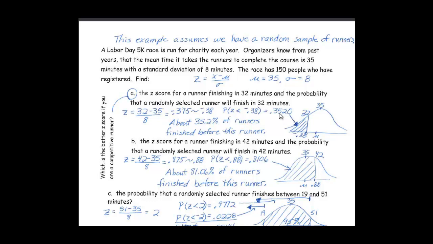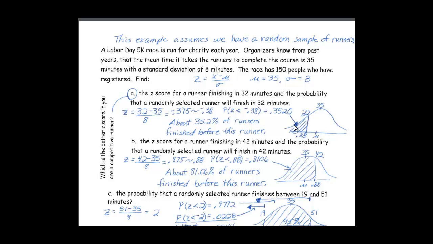So in this case, a little more than 35% of the runners finished before the runner in Part A, whereas 81.06% of the runners finished before our Part B runner, and that wouldn't be very good. That'd be me walking.